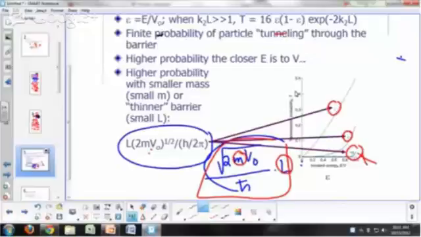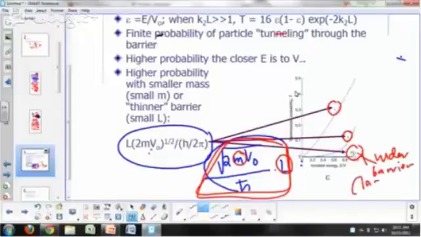What does this mean? The larger the L, the wider your barrier. What happens to this expression? It becomes larger. So down here would be a wider barrier, a larger L for the same m. If you're looking at the same mass, down here you have a wider barrier. The wider the barrier, the less likely the particle can penetrate, can traverse the barrier.